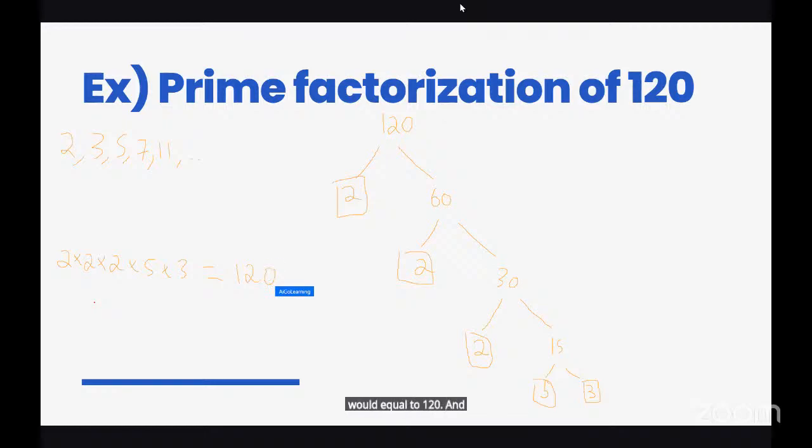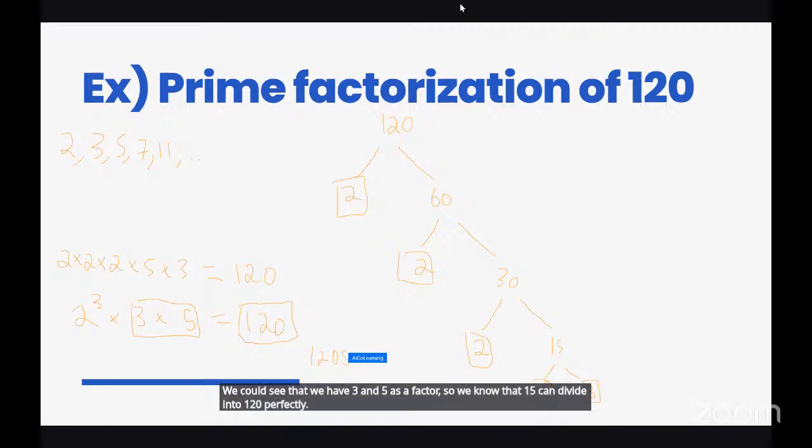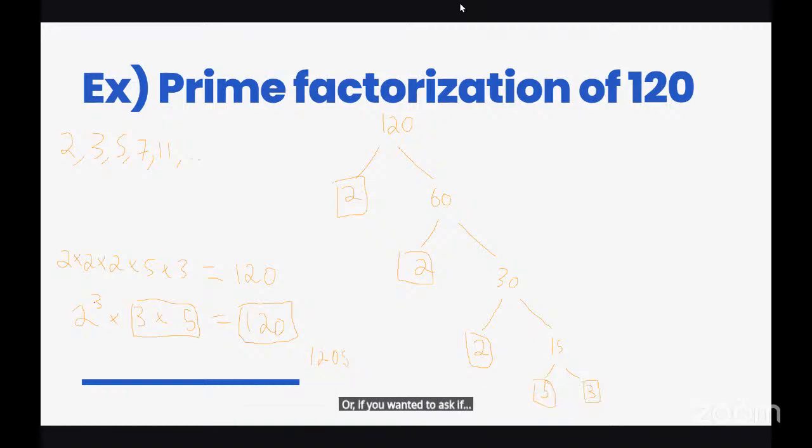And using exponents, we can just say that 2 to the power of 3 times 3 times 5 equals 120. Why this is so crucial is that using this, we know all the factors of 120. For example, if you quickly asked if 15 was a factor of 120, we could see that we have 3 and 5 as factors, so 15 can divide into 120 perfectly. Or if you wanted to ask if 12 was a factor, we can see that you have 2 to the power of 2, which makes 4, and you have a 3, which makes 12, and it will divide in perfectly.